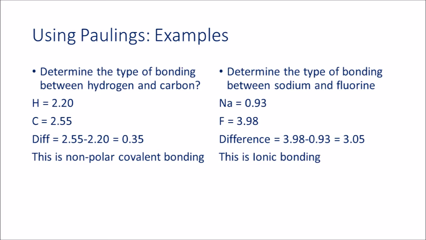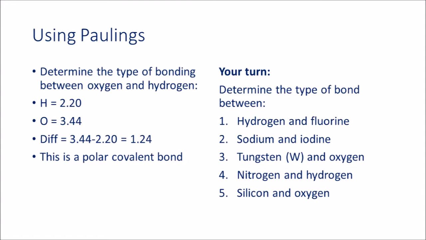And if we have a look at sodium and fluorine, we notice that the electronegativity difference is about 3.1, and that makes it an ionic bond. The final example between hydrogen and oxygen shows an electronegativity difference of about 1.24 Paulings, which is a polar covalent bond.